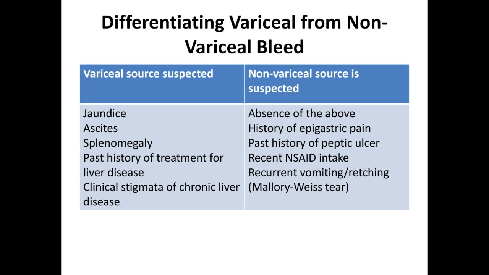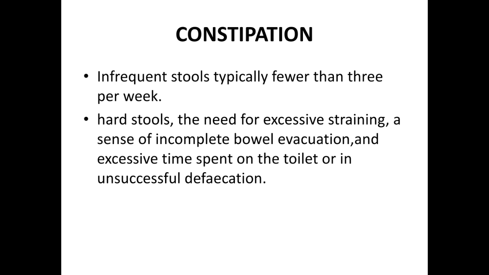Non-variceal bleeding will be like they might be using NSAIDs for a longer time, and they might have a past peptic ulcer, and they have a typical epigastric pain and recurrent vomiting and retching.